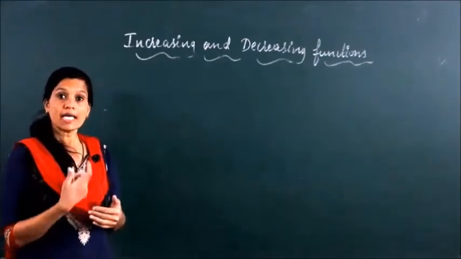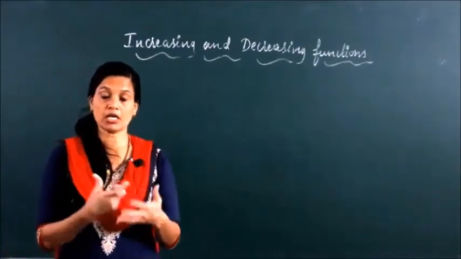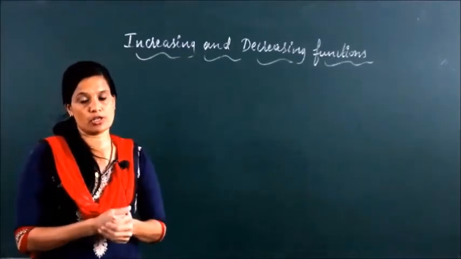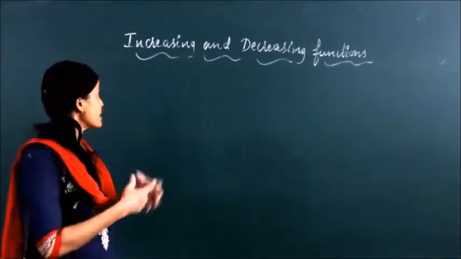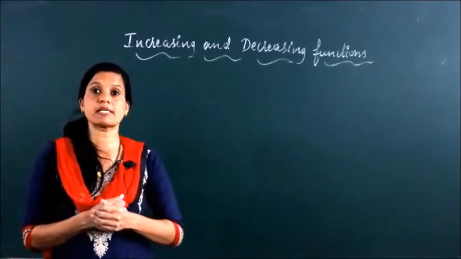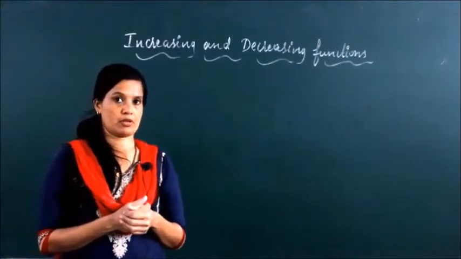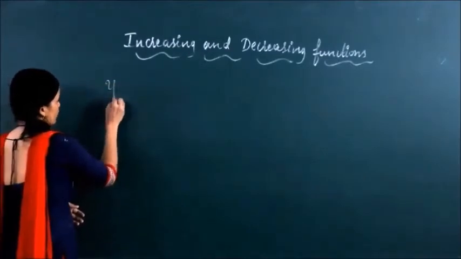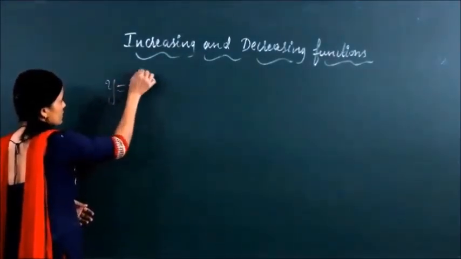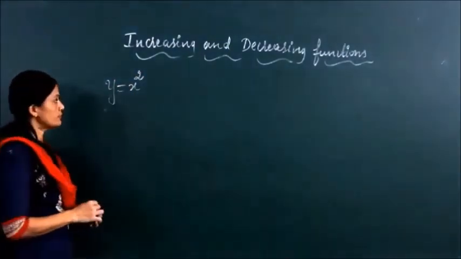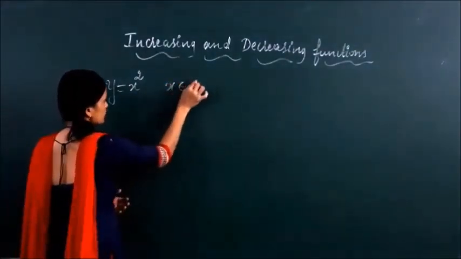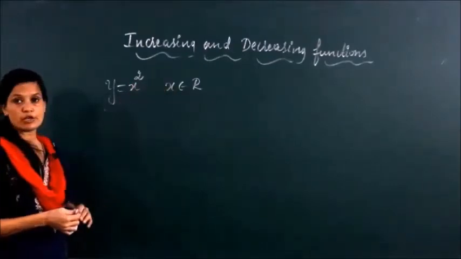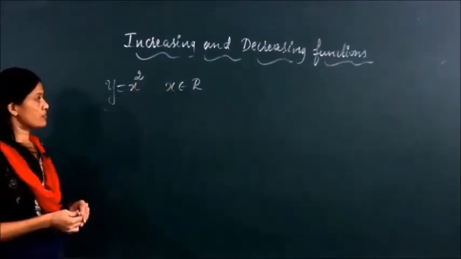Derivatives, I can find out whether a given function is increasing or a decreasing function. So first let us discuss what are increasing and decreasing functions. So take the example, f of x is equal to x square, y is equal to x square, is a function for all x belonging to the set of real numbers. The domain of the function is the set of real numbers.